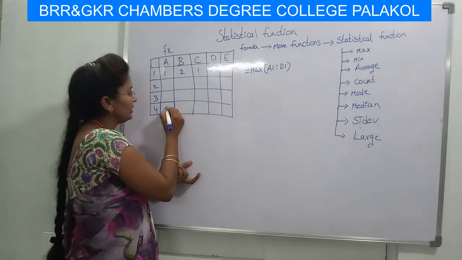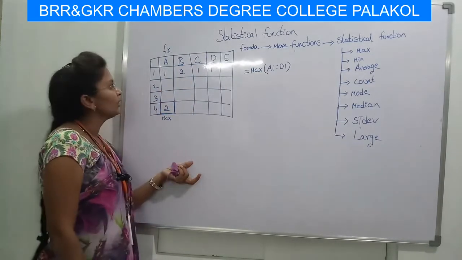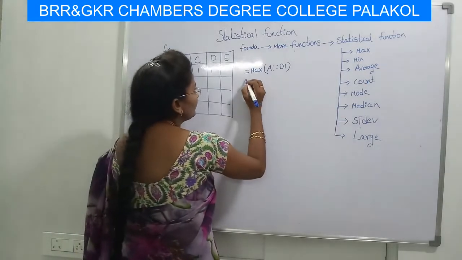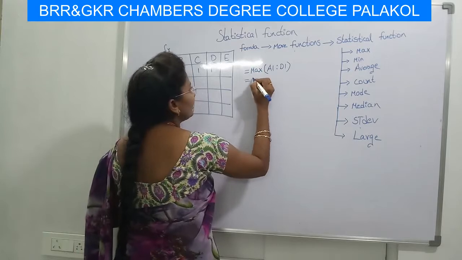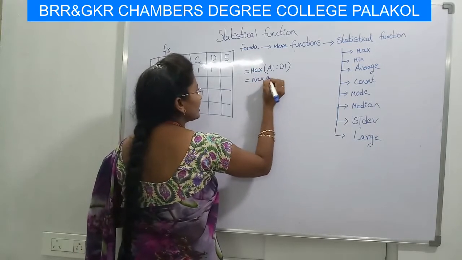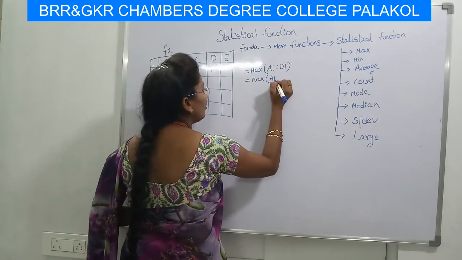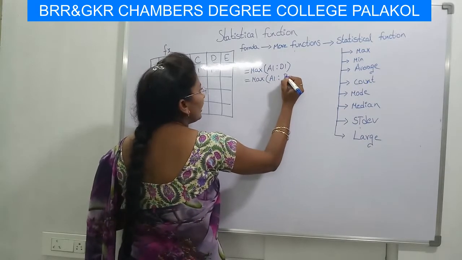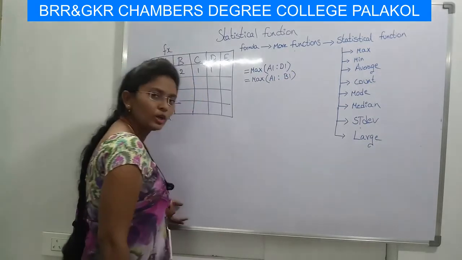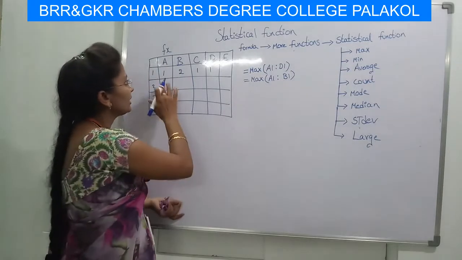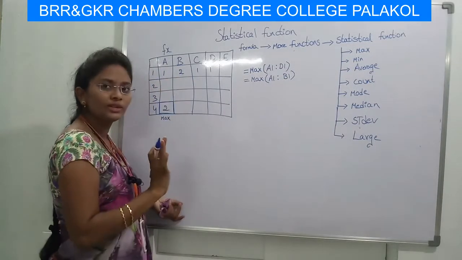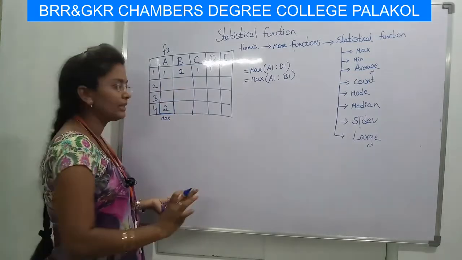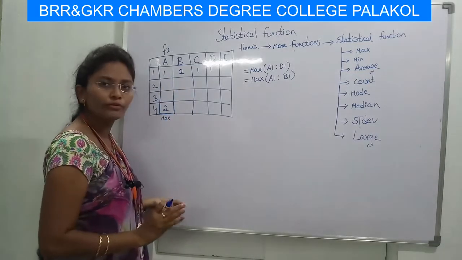The answer will be displayed in the A4 cell. And here is another example. Here I am taking only two cell references, A1 and B1, that means 1 and 2. The maximum number is 2. It will display the answer as 2 in the A4 cell.